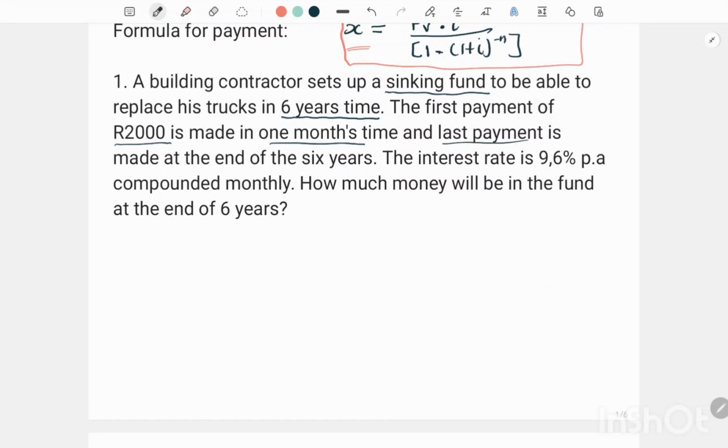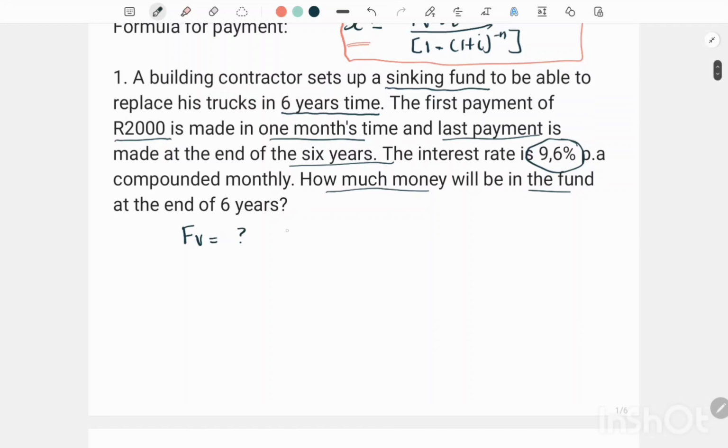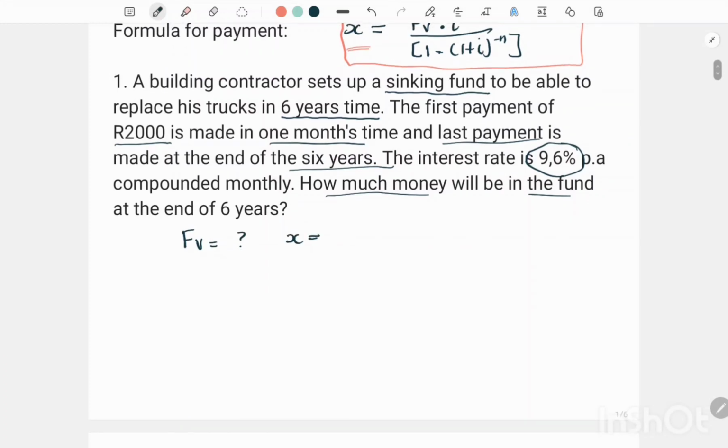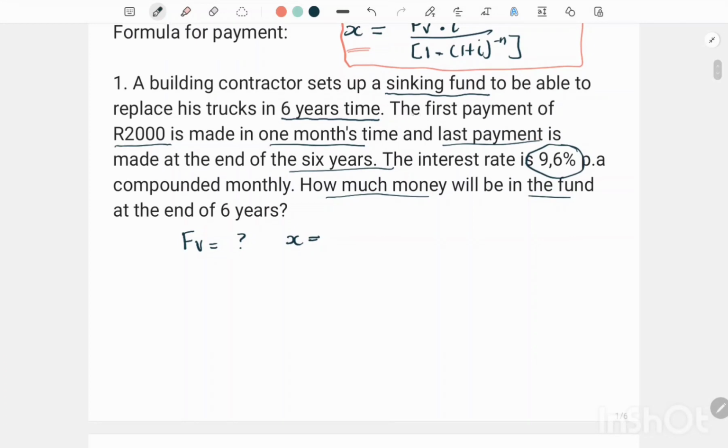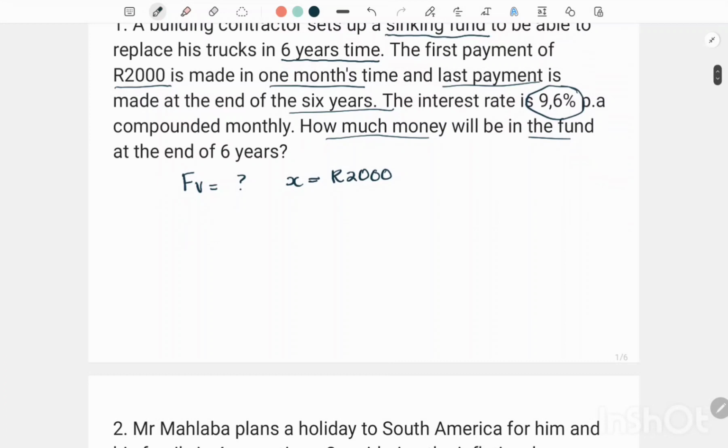In 1 month's time, and the last payment is made at the end of 6 years. The interest is 9.6% compounded monthly. How much money will be in the fund? So they want the future value. The 2,000 is the monthly payment. They said the first payment is made in 1 month's time, which is the payment of 2,000 rand. So your monthly payment is 2,000 rand. Then what is happening?